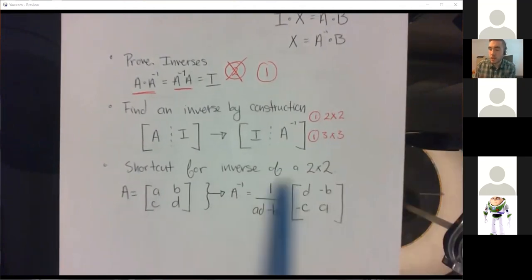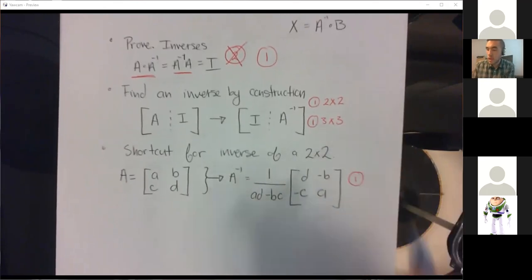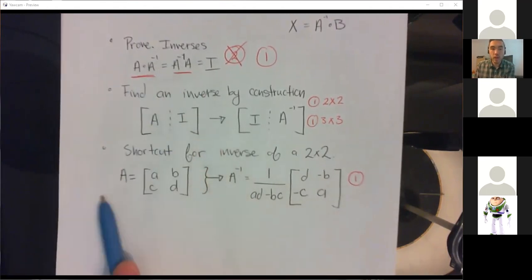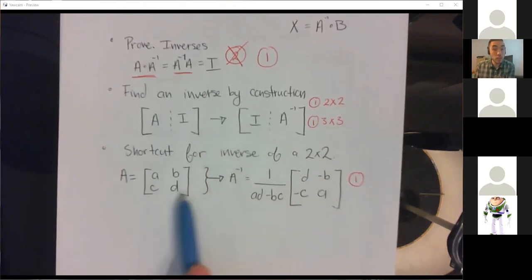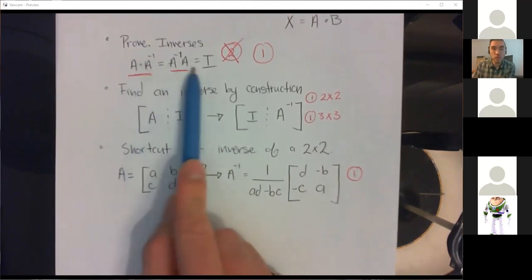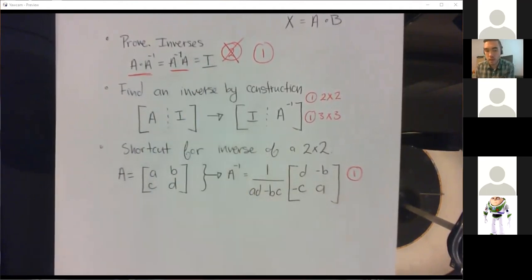And then down here, I'm going to ask you for the shortcut inverse of a 2x2. There will only be one of these. After I have you take the inverse by shortcut, I will then ask you to multiply it, and not both ways. I will give one of these 2 and ask you to show that it multiplies and gives us back I. Is that okay?